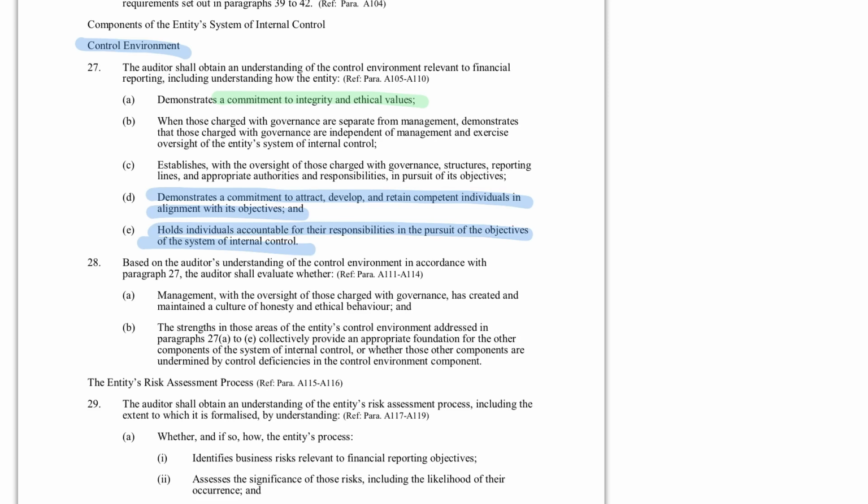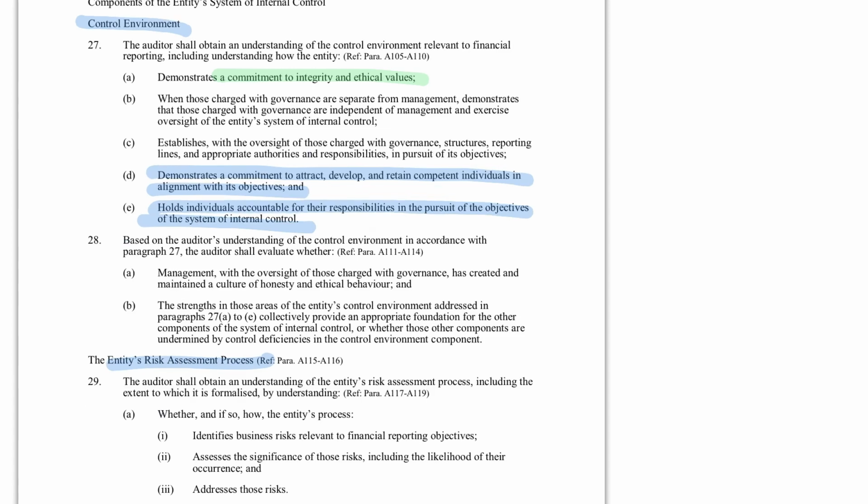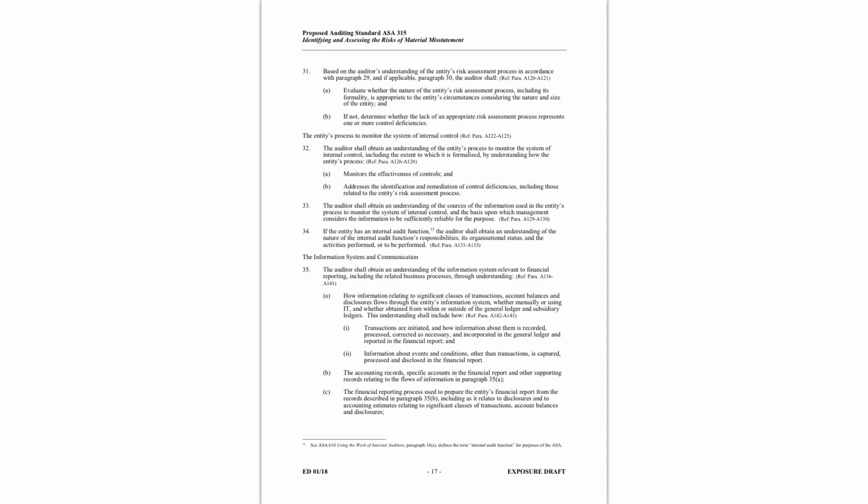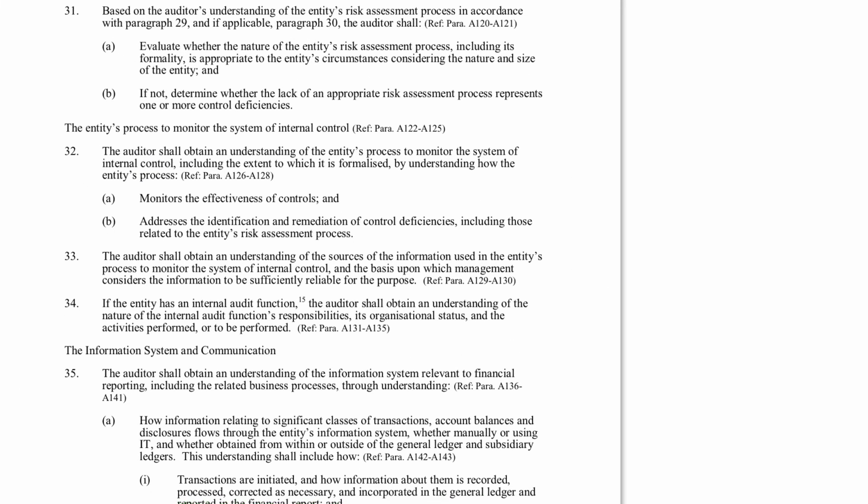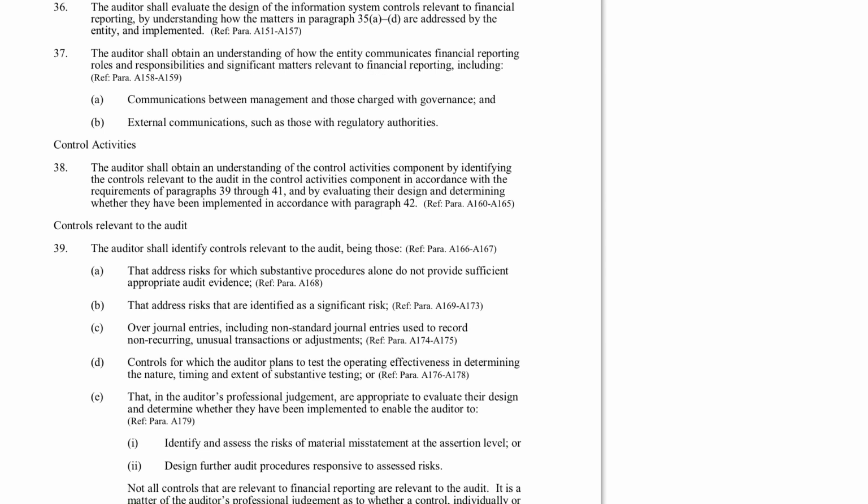There is plenty of stuff on risk assessment. We need to look at how the client assesses risk. Then it goes through to look at monitoring. Remember, I was talking about monitoring as the apex of that pyramid, the information systems and communication. And then at the end, they have control activities. All right, so control activities are those things that prevent or detect material misstatements.